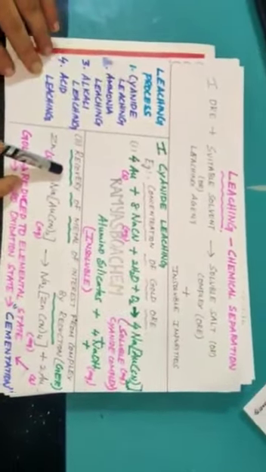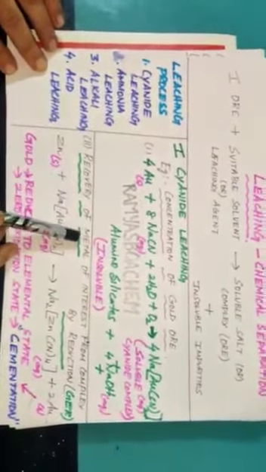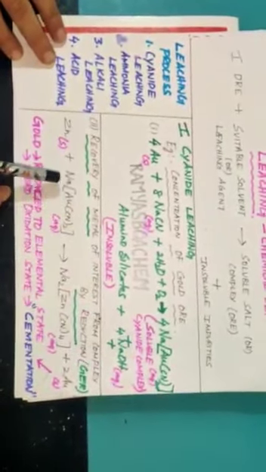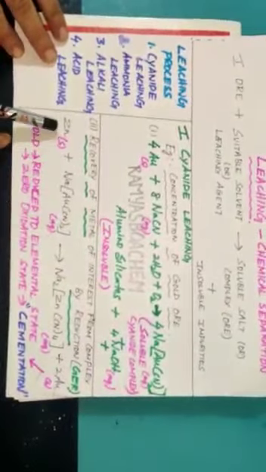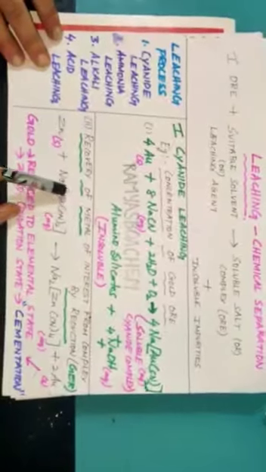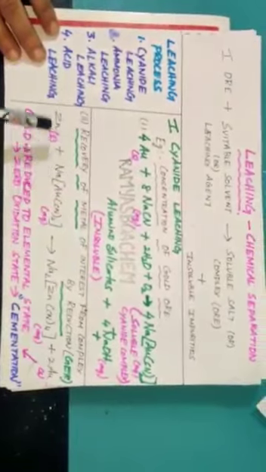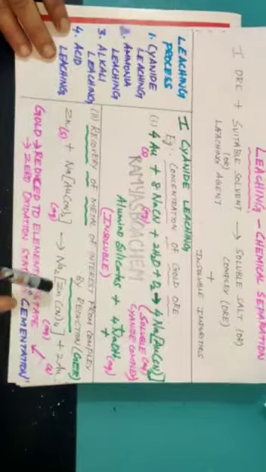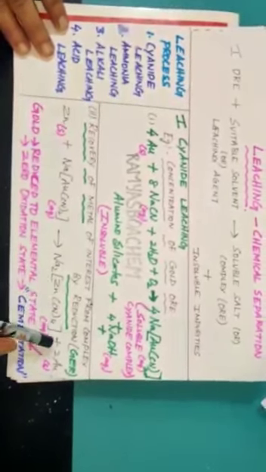What happens in the second step? In the second step, the metal present in the soluble cyanide complex is recovered by reduction. You all know that reduction is nothing but gain of electrons. So the soluble cyanide complex Na[Au(CN)2] is treated with zinc, in solid form. The gold has to be removed from this complex. How do we remove it? You just add Zn.